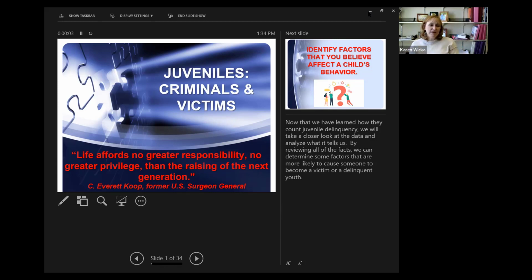We also know that an individual risk is if somebody suffers from an antisocial or aggressive behavior. So if they tend to be very antisocial, if they're very stubborn, they don't get along with people, they exhibit signs of aggression, fighting, things like that, that's a factor to be concerned about, that they may become more delinquent.